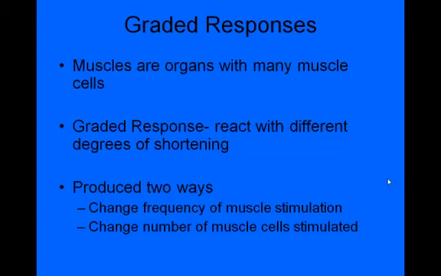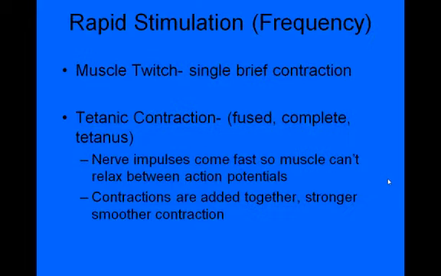You can change the frequency of a muscle stimulation, so how fast, or change the number of muscle cells that's actually being stimulated. So let's look at frequency first. A muscle twitch is a single brief contraction, where a tetanic contraction is a fused complete tetanus. Now, you get a nerve impulse that comes fast, so the muscle cannot relax between action potentials. So the contractions are actually added together, giving you a stronger, smoother contraction.